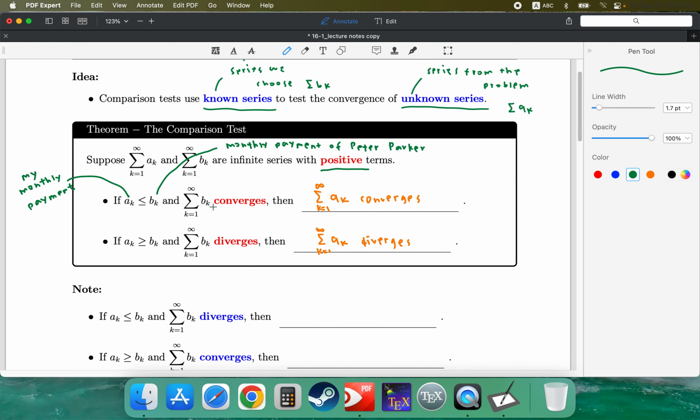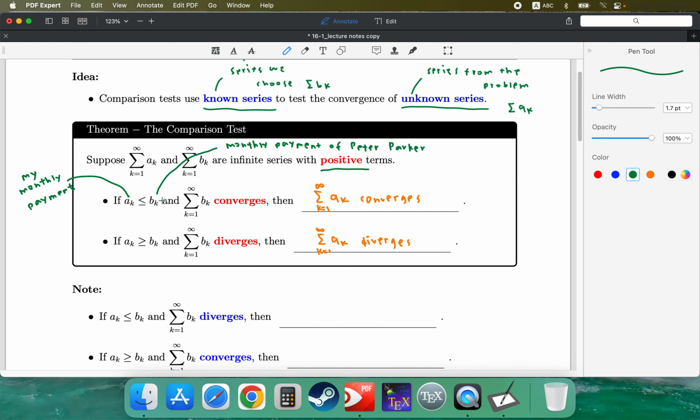Notice that summation means the sum. This inequality means my monthly payment is less than or equal to Peter Parker's monthly payment. Now, if I earn less than Peter Parker, then I will be poor, right? So summation of BK converges. That means the sum is a specific number, and then of course the sum of my monthly payment will be a specific number as well, because I earn less than Peter Parker.